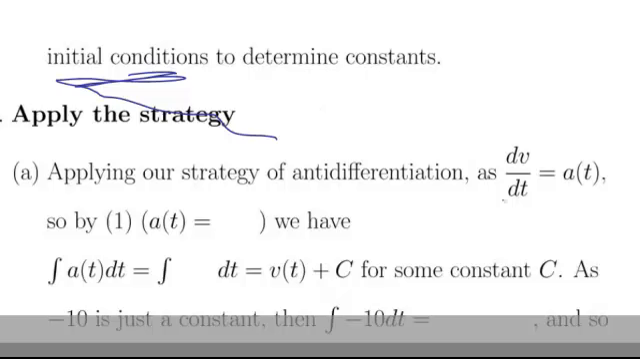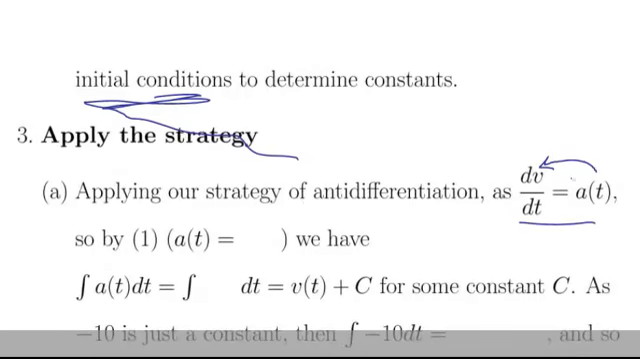So let's get started. Just a reminder, derivative of velocity, that's acceleration. So we can go backwards from acceleration to velocity using antidifferentiation. Now the acceleration is just equal to minus 10. Alright, and plugging that in and taking the antiderivative, we'd get the velocity.